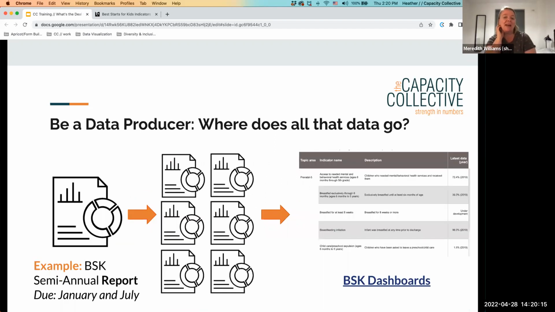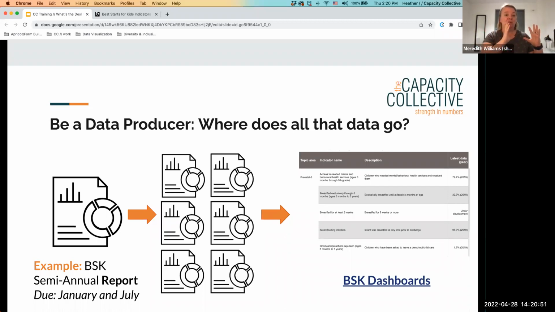Right. So going back to this example of the BSK semi-annual report, that's everyone's favorite. Right now, BSK asks all of their funded programs to report a bunch of outcomes every January and July. So someone from your program, maybe it's you, maybe not, has to take all of that data and shape it into a report just the way that BSK wants it. And that's always good times, right? But that's really just the beginning of the story. As sort of painful as that can be, there are a lot more steps even after that.